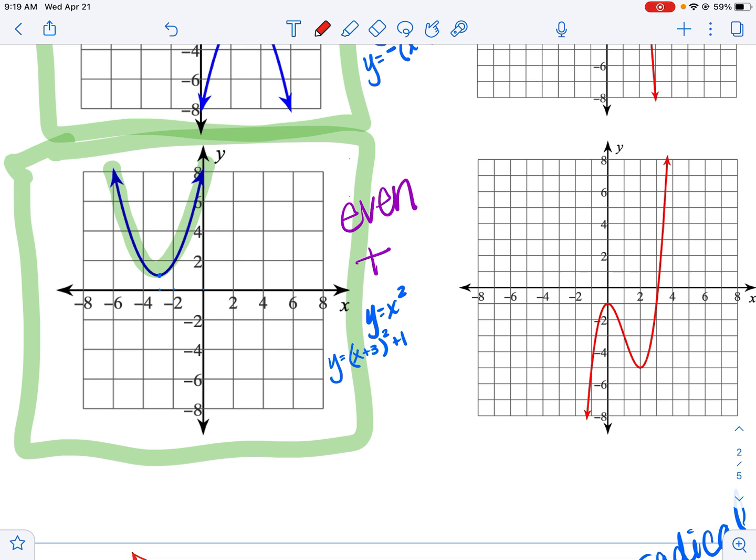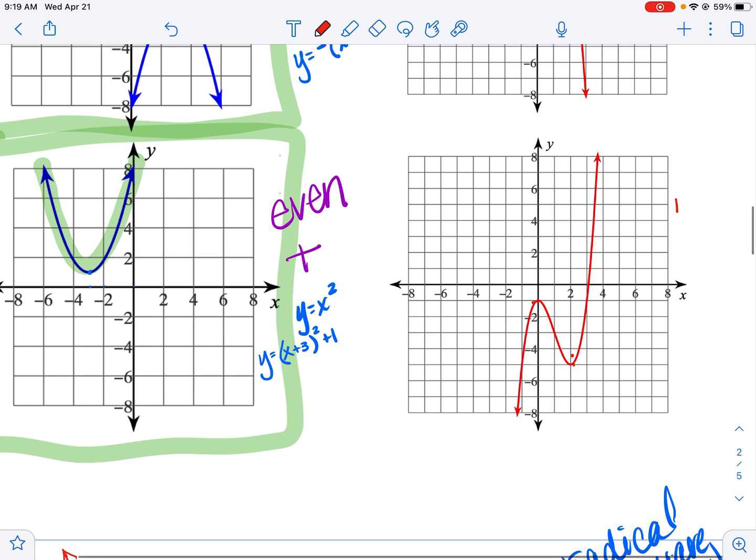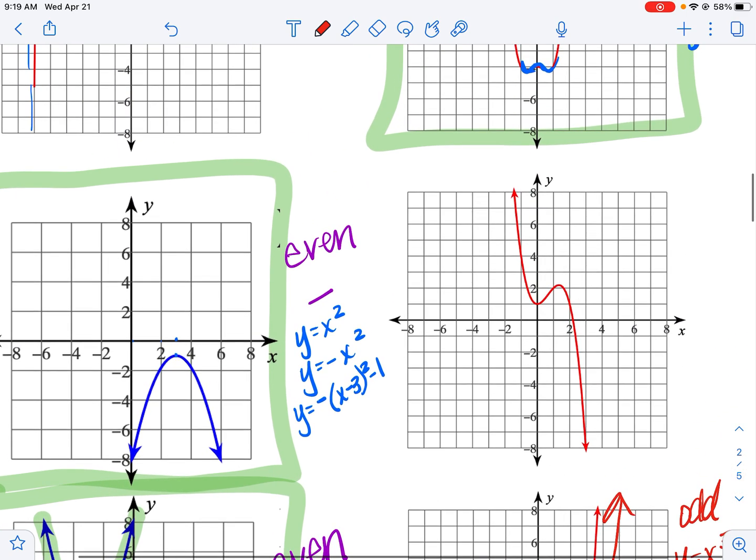This is, there's 2 turns plus one more. That means this is going to be y equals x to the third. Left, right, it is a positive and it is odd. 1, 2 plus the third, it is odd. This is y equals x to the third. Up left, down right, it is negative coefficient.